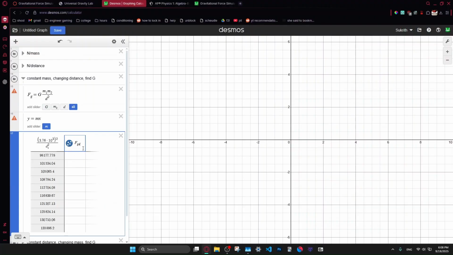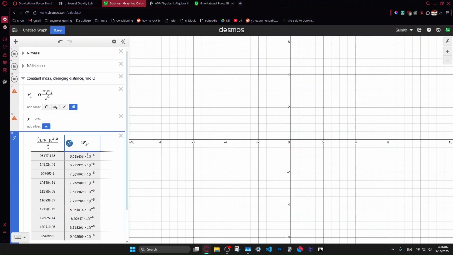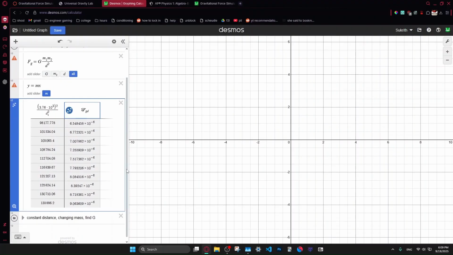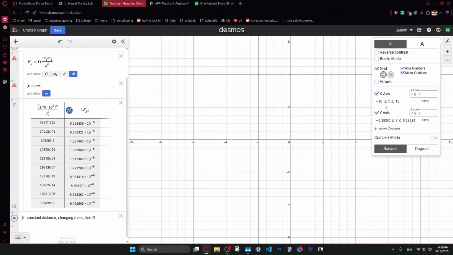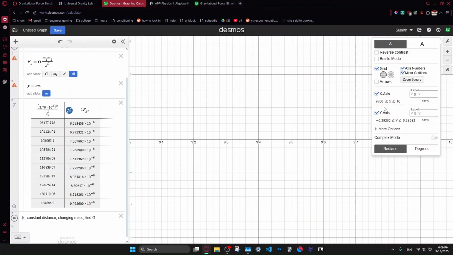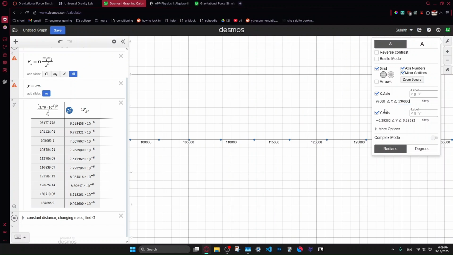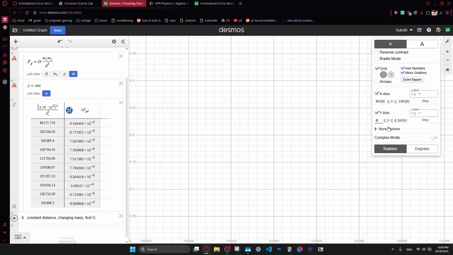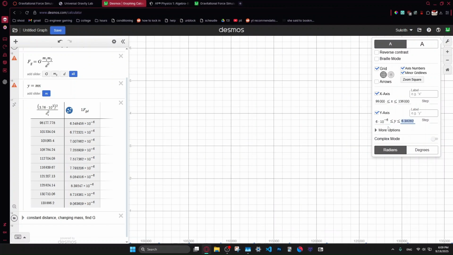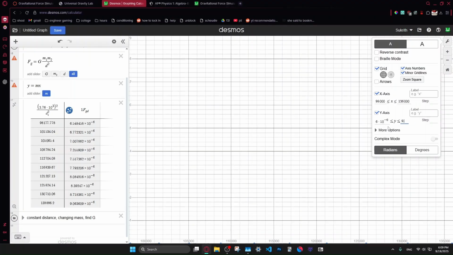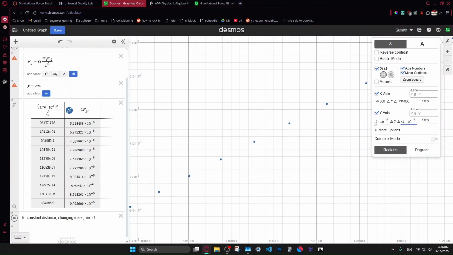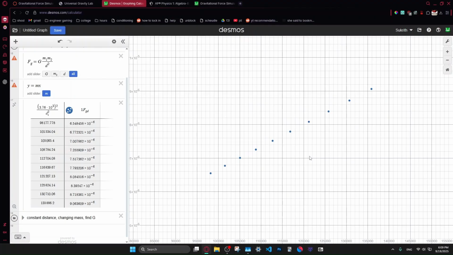And as you can see, nothing shows up because you have to put a 1 in front, I don't know why. Now, let's take a look and find our data. So we know what to do: 98,000 or so to about 136,000 or so. Then 6 times 10 to the negative 6 to 9.1 times 10 to the negative 6. Zoom out, and boom. Our data is a perfectly straight line.